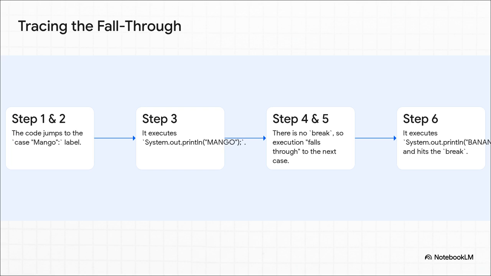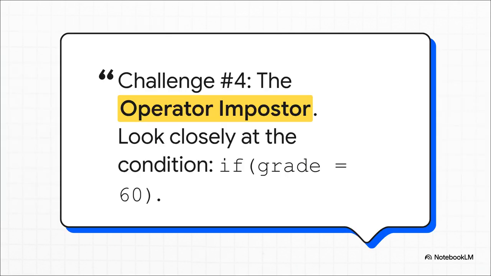Execution jumps to the correct case, mango, and it prints mango. But since there's no break to tell it to stop, it just keeps on going. It literally falls through to the very next case, banana, prints that out, and then it finally hits a break and exits the switch.